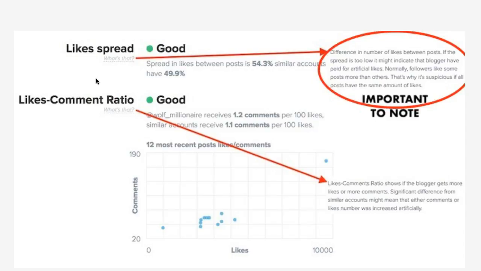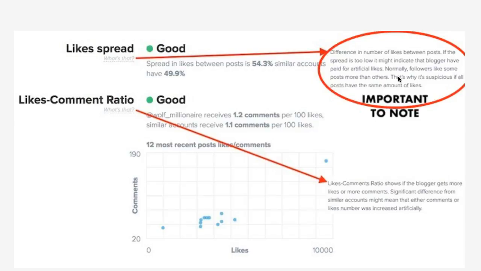This is another really interesting one that's really valid. It's something that I didn't go over, but something I actually do look at when I look at an Instagram account and do my own validation of whether they're real or not. This is a really important one that they've integrated, and it's the like spread. They explain it very easily. It's the difference in number of likes between posts. If the spread is too low, it might indicate that the blogger has paid for artificial likes. It says normally your followers like some posts more than others. That's why it's suspicious if all an Instagram account's posts have the same amount of likes.